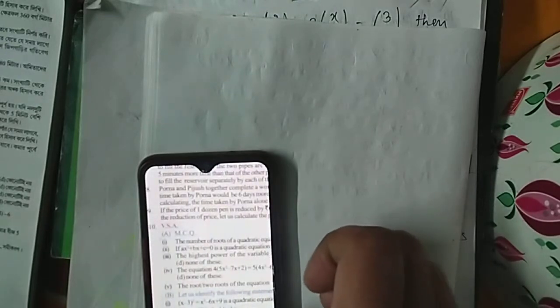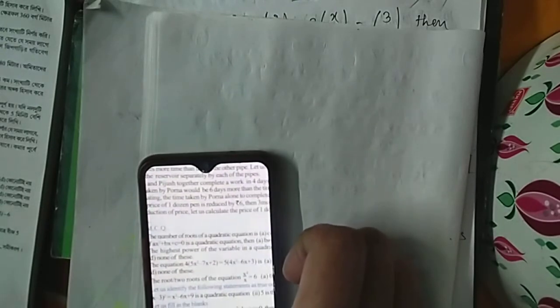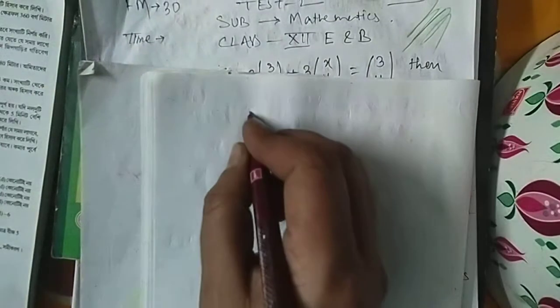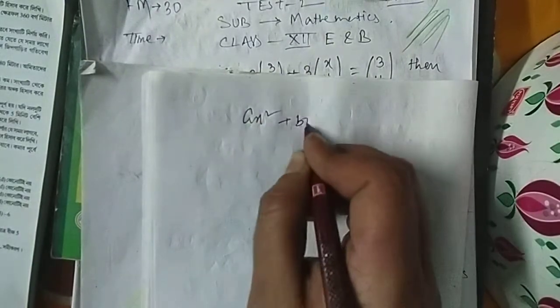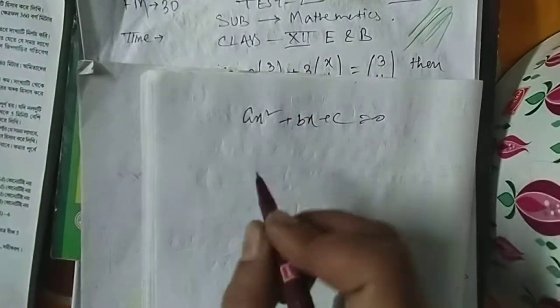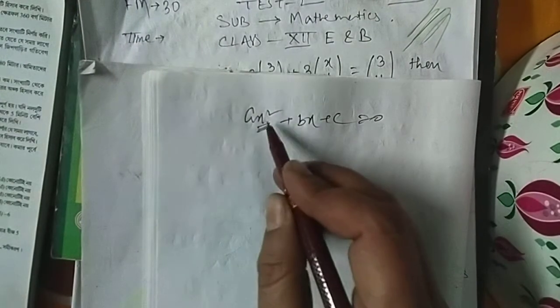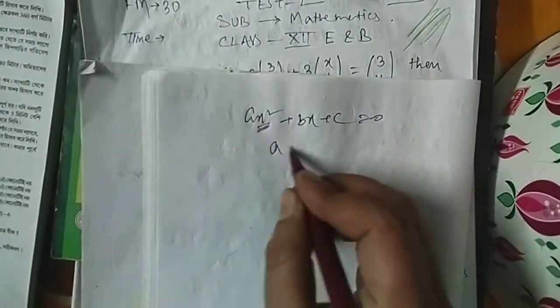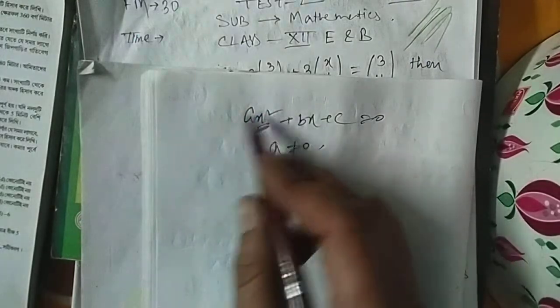And question number 2 is ax square plus bx plus c equal to 0 is a quadratic equation. Here it is given when it will be a quadratic equation. Everyone knows that quadratic equation means the highest power of the variable will be 2. So here x square will be present when a is not equal to 0. If a equal to 0, then x square will vanish.